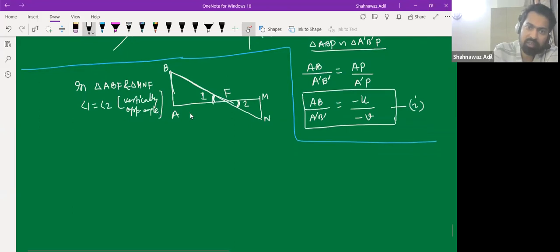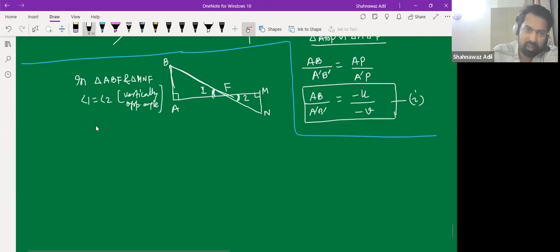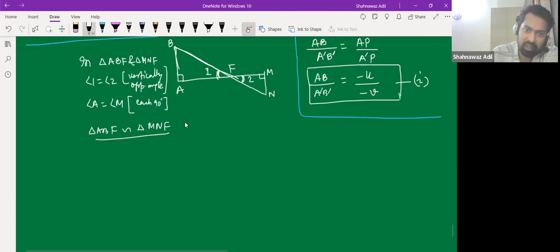And then we have this right angle. So angle A is equal to the angle at N, each 90. So again, these two triangles, triangle A, B, F, is similar to triangle M, N, F, right? And correspondingly, this is due to the AA criterion. And correspondingly, AB by AF would be equal to MN by ML, right?